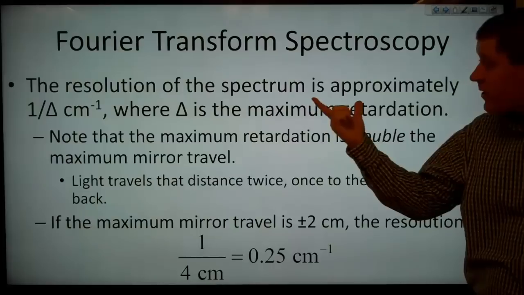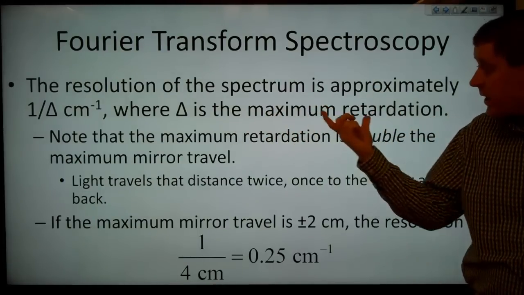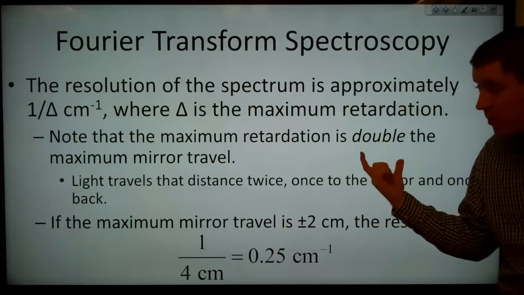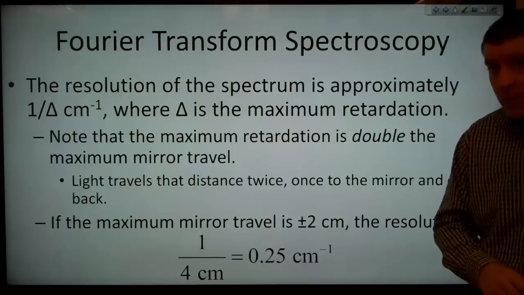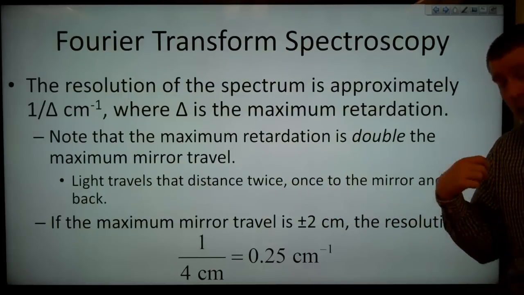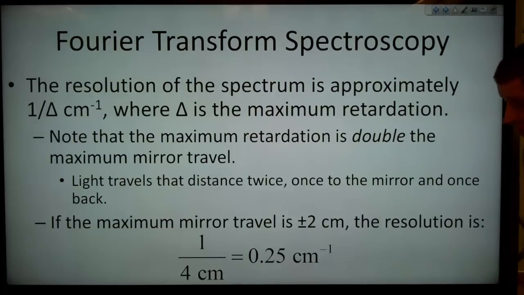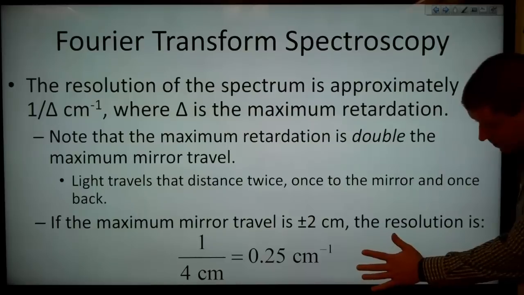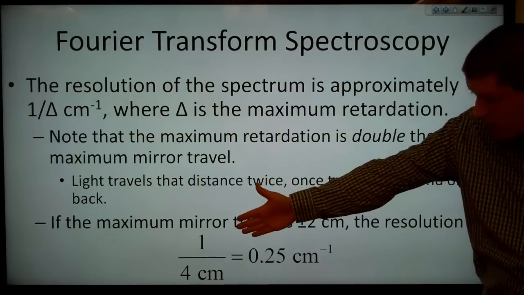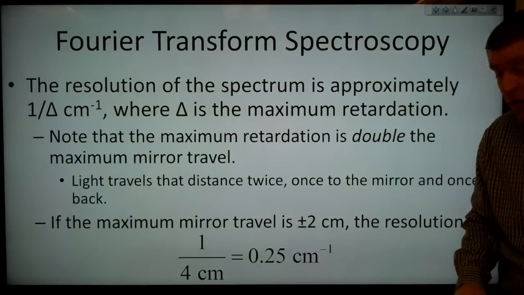And so the resolution of our spectrum is approximately 1 over delta per centimeter, where delta is the maximum retardation. And note that the maximum retardation is double the maximum mirror travel, because the light has to travel that distance twice, once on the way to the mirror and once on the way back from the mirror to the beam splitter. So if the maximum mirror travel is plus and minus 2 centimeters, then the resolution is 1 over 4 centimeters, which is 0.25 wave number.